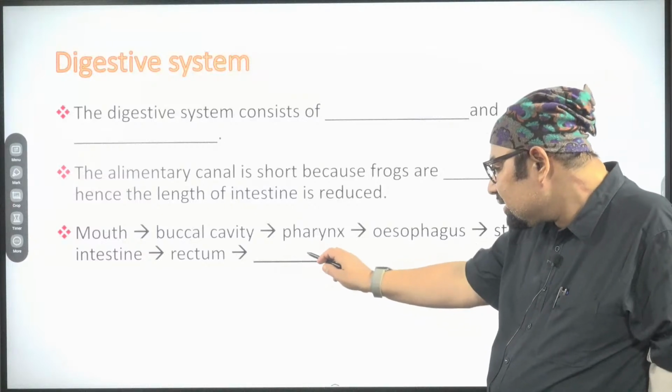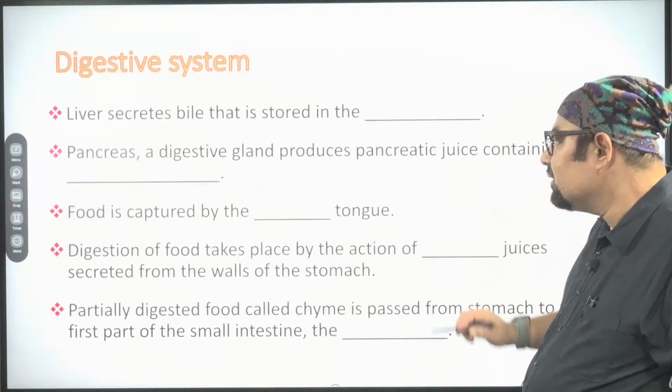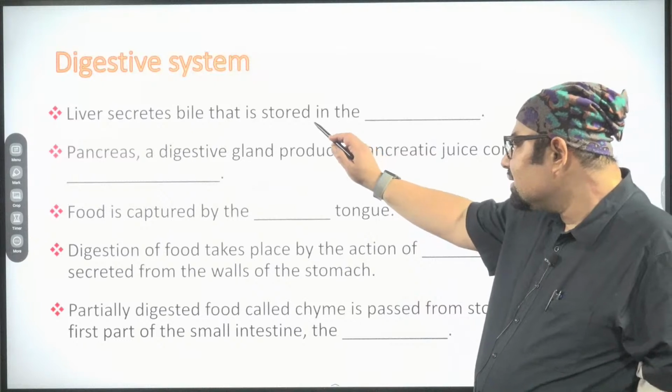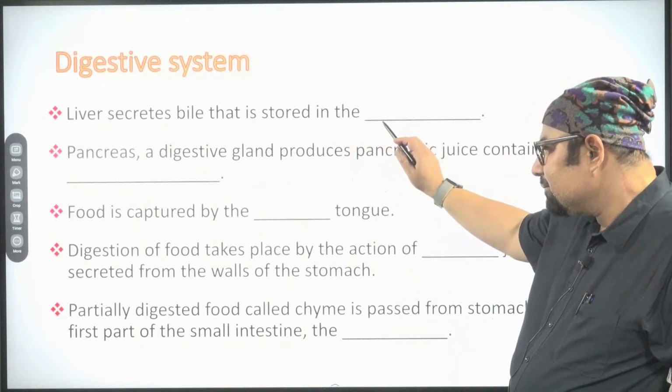So after that, there is a cloaca. Very good. Liver secretes bile that is stored in gallbladder.